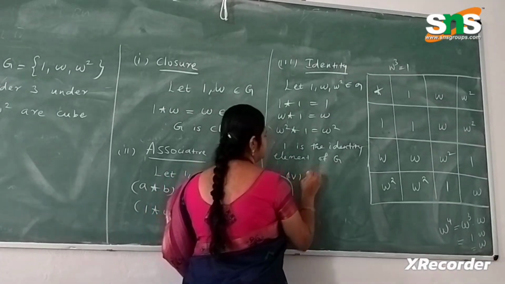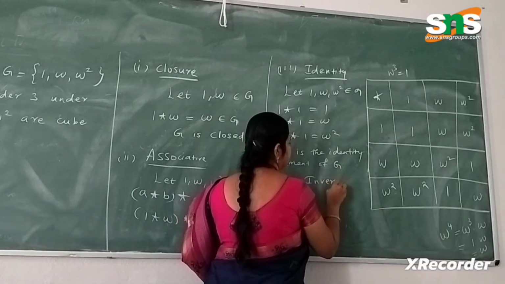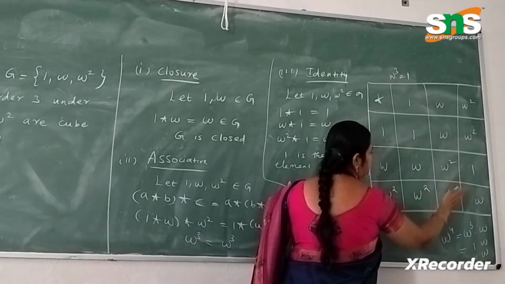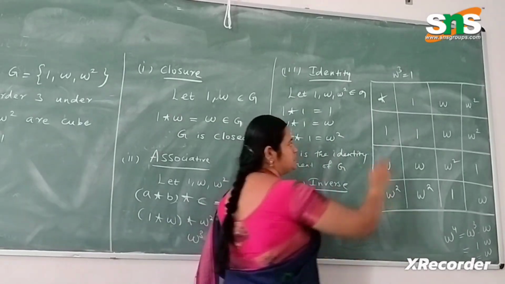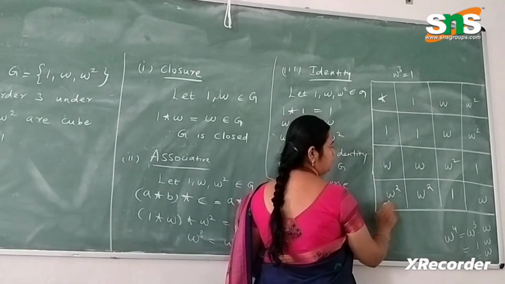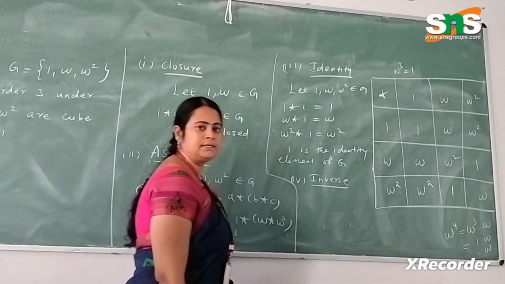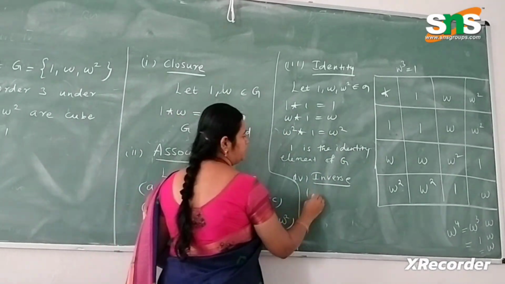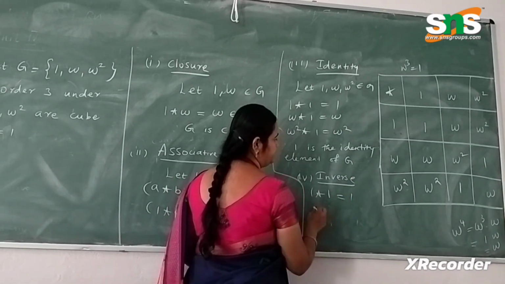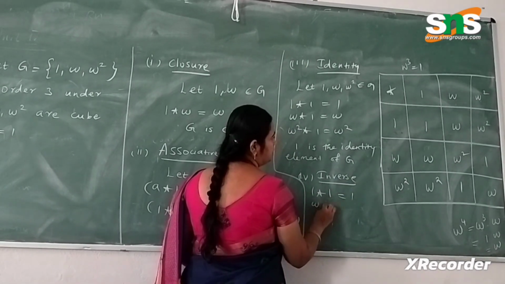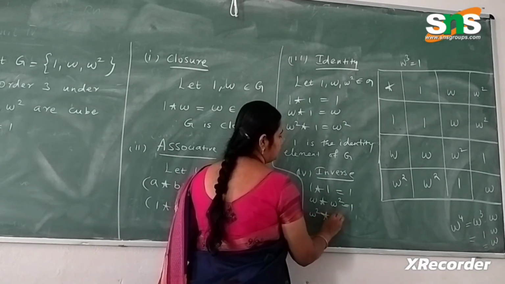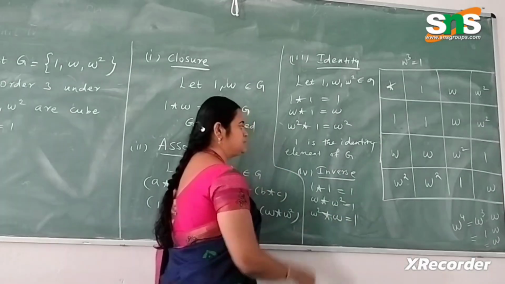Next, the fourth condition is inverse. Inverse is nothing but the element which gives the identity element 1 when multiplied. The inverse of 1 is 1, the inverse of omega is omega square, and the inverse of omega square is omega. So 1 into 1 is equal to A star A inverse, equal to our identity element E. Similarly, omega star omega square equals 1, and omega square star omega equals 1. So this is our inverse.